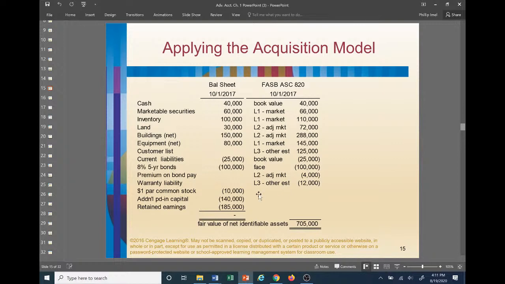And notice that your equity accounts here are unchanged. We're going off what the actual true equity accounts are here. So the fair value of the net identifiable assets, if we sum all this up, gives us $705,000. Looking at the balance sheet, these are the carrying values, but when we apply the acquisition model, we have to take all these to their fair market values for assets and liabilities, right? So that's what the levels of inputs are.